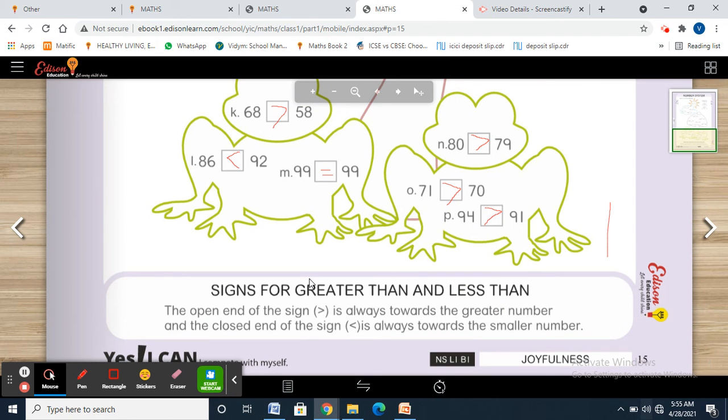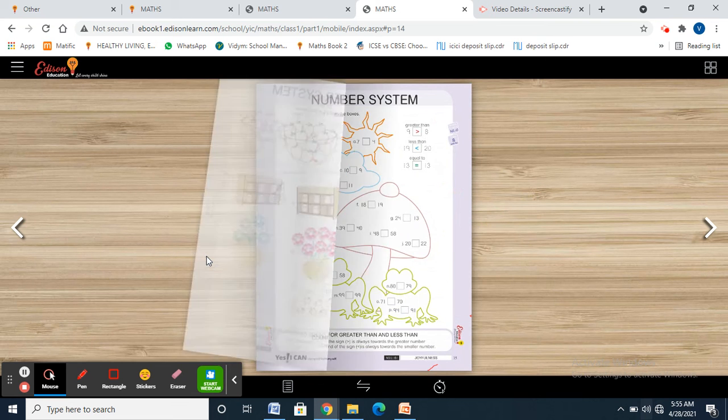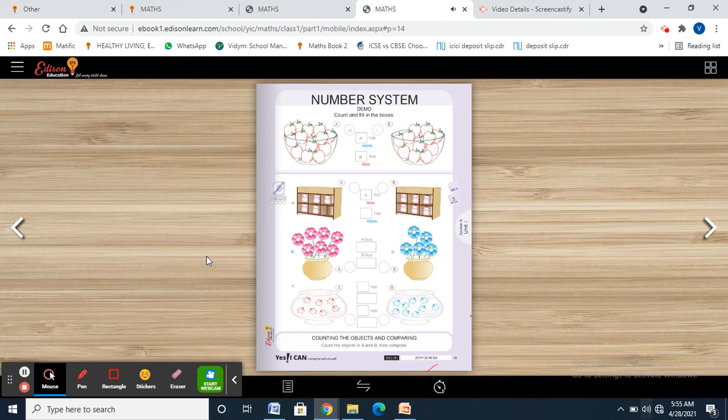The open end of the sign is always towards the greater number, and the closed end of the sign is always towards the smaller number. The alligator's mouth will open towards the bigger number and will close towards the smaller number. So in this way you are going to do page number 14 and 15, which are related to greater than and less than.